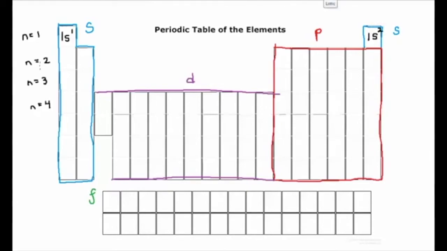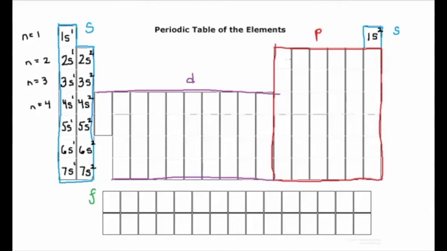Okay. Now I'm going to move down to the second energy level, so it's going to be 2s1, and I'm filling in the first electron for this energy level with this subshell. Then I'm going to put 2s2 here. Then this is going to be 3s1 and 3s2. Okay, so pause me for a second and fill in the rest of this.